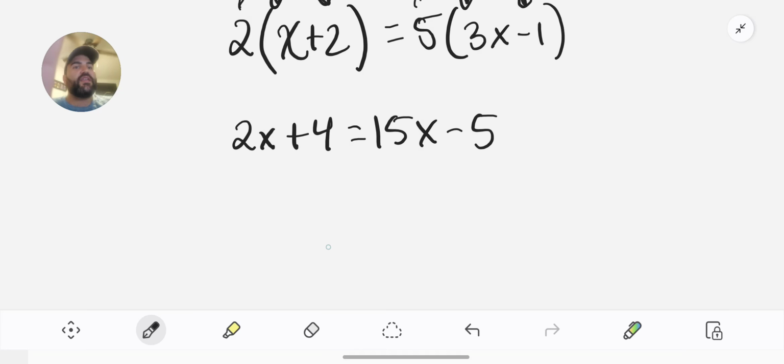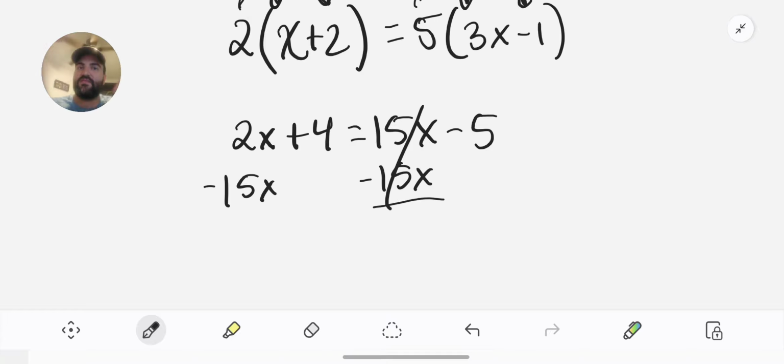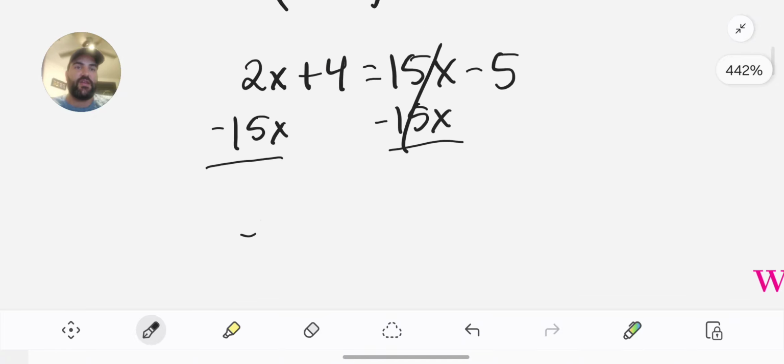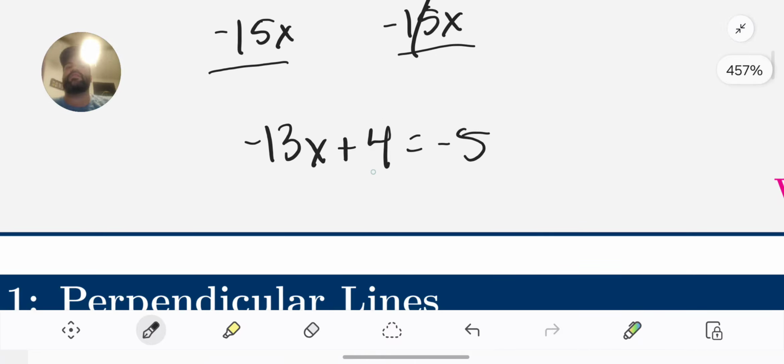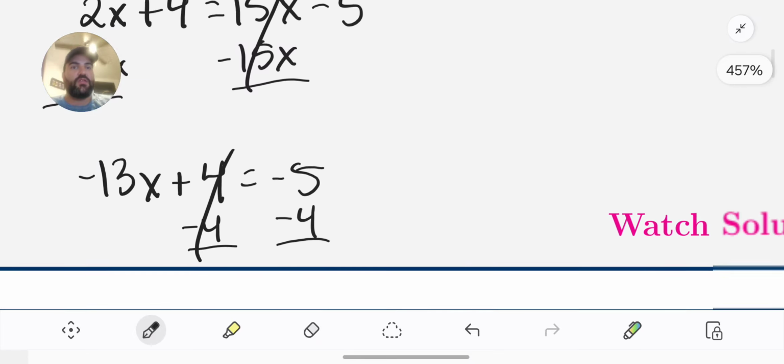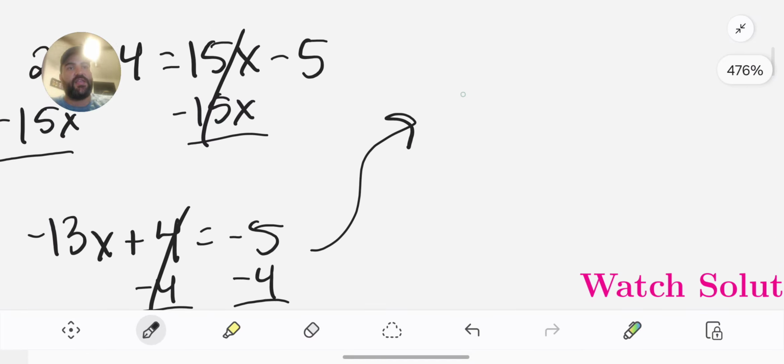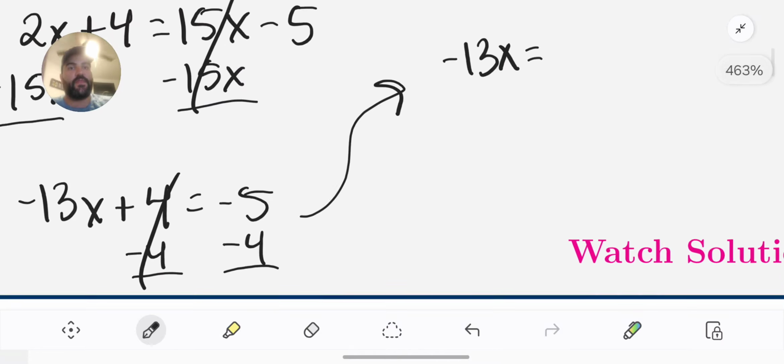Alrighty. Now we want to get the x by itself. We could start by getting x's to one side. So I'm going to subtract this 15x. Whatever you do to one side, you got to do to the other. Boom. 2 minus 15, negative 13x. Copy everything down. There you go. Now we want to move this 4 over. We're going to minus 4 on both sides. So we got negative 13x equals negative 9.